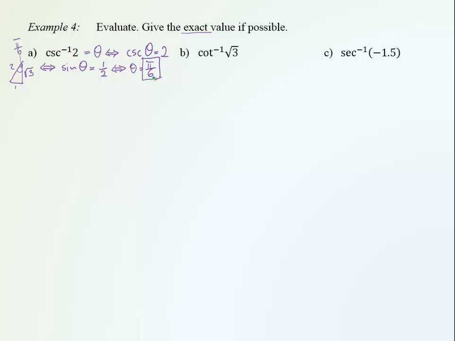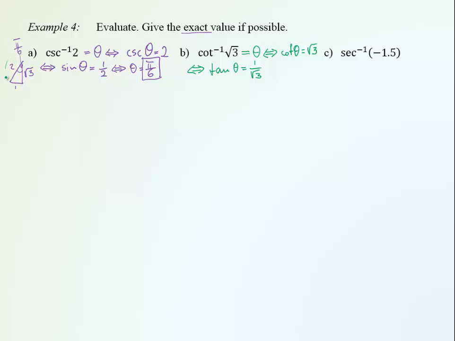Since pi/6 is in the first quadrant, everything looks okay. The second question, arccotangent of root 3. Again, let's assume this is a certain angle theta and rewrite this in terms of just cotangent. This is such an angle theta that cotangent of this angle is equal to root 3. But that means that tangent of theta is 1 over root 3.